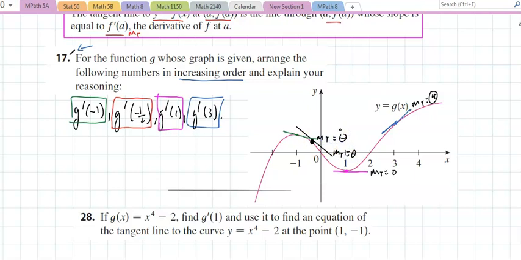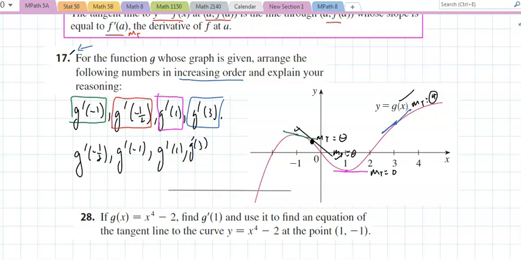Well, if we're going to start with the smallest one, wouldn't this be the smallest right there? So wouldn't you say start with g prime of negative 1/2? Right? Then, this is negative as well, but it's bigger than that, so that goes next. Then, a 0, definitely. And it seems the biggest is g prime of 3, which is the slope of the tangent.